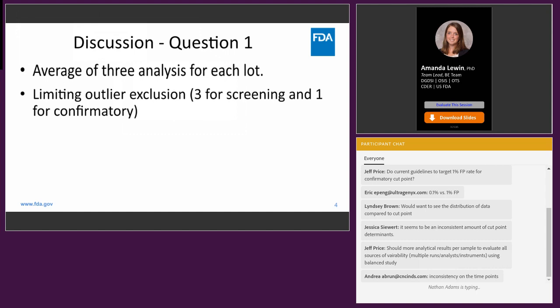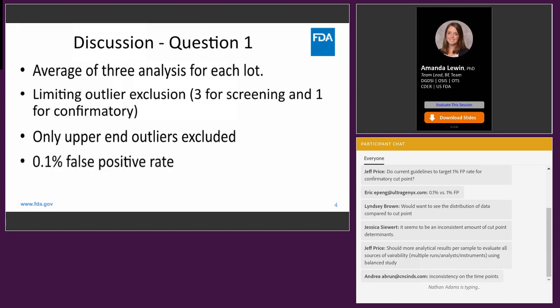A third point to point out is they did not exclude outliers on the low end, right? They were only considering outliers on the upper end. Yes, outliers are going to be more present on the upper end. You'd expect to have more, but that doesn't preclude low outliers from being present in your data set and they should be evaluated as such. We caught this one, great. They used a 0.1% false positive rate instead of our recommended 1% false positive rate. I think you guys definitely get gold stars on noticing that point.